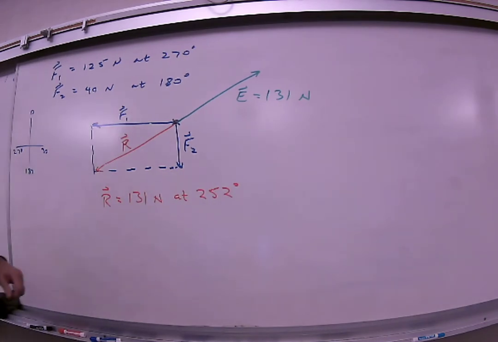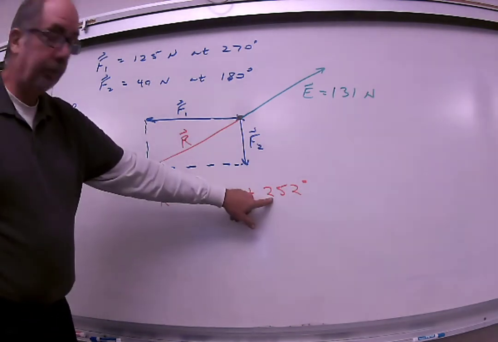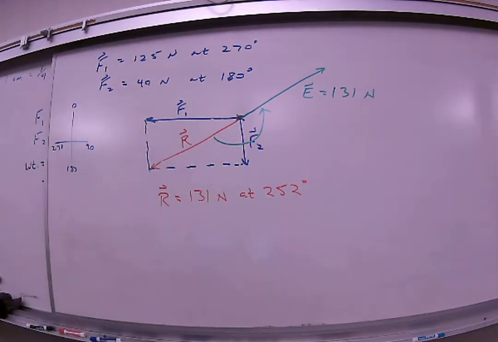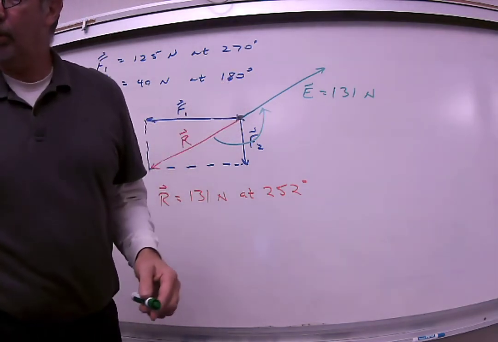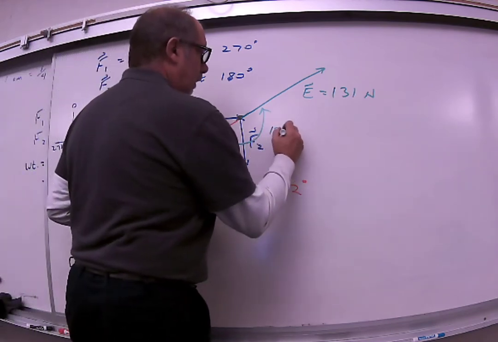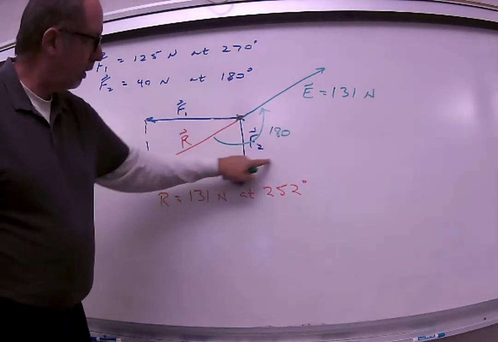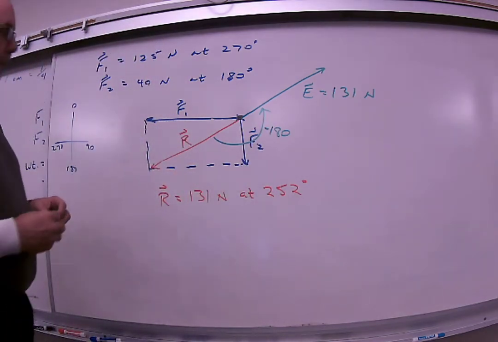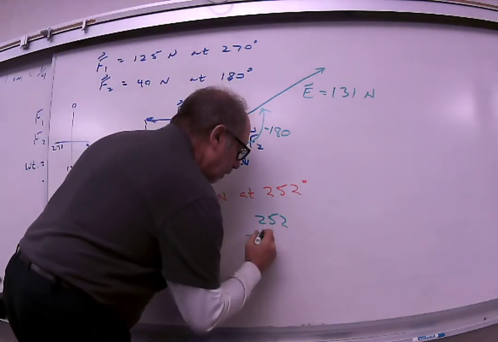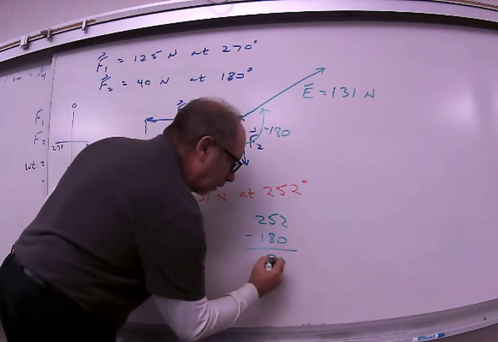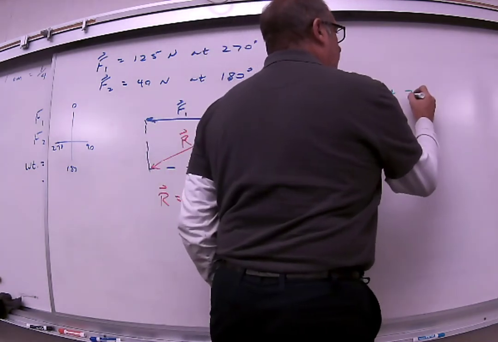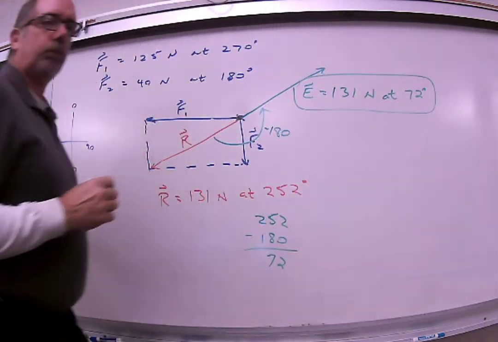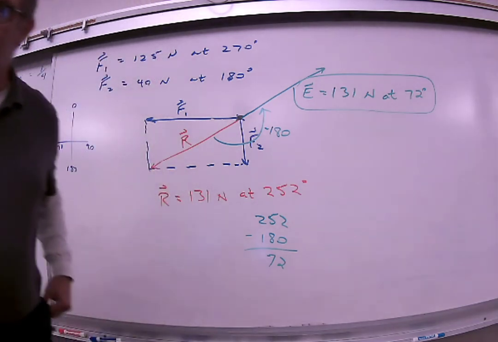Well, the resultant was 252. We want to go exactly opposite to this. R and E differ by how many degrees? Well, 180, right? So to find this direction, we're going to subtract 180. If I take 252 minus 180, what do we get? We get 72. So the force that will put that system into equilibrium is that right there. Okay. All right. Questions about that?